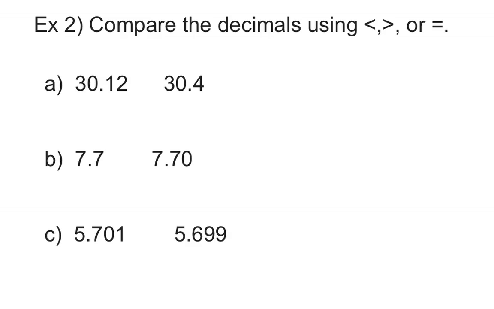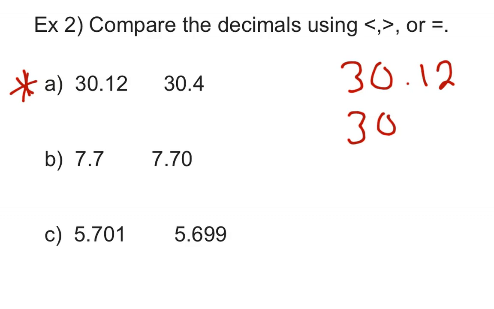Okay, you're back. Let's go ahead and do this. Let's start with part A here. Okay, again, on your homework, I expect to see this work, that you're going to take these two numbers, 30.12, and we're going to compare that with 30.4, and be very careful that these things line up.